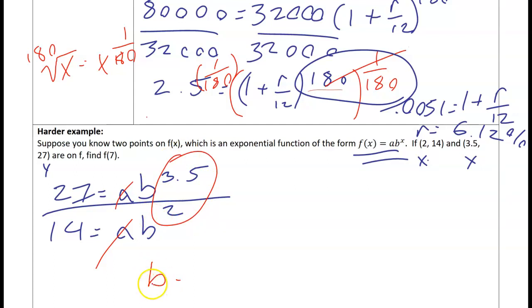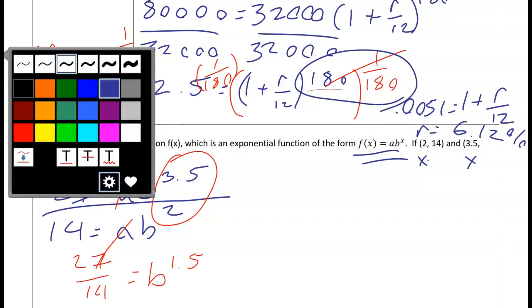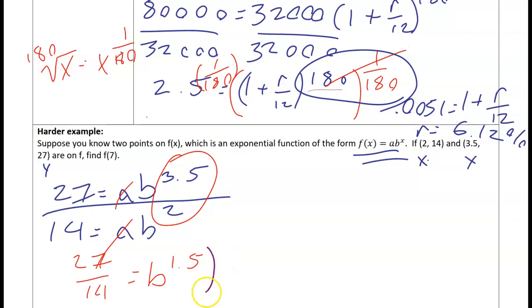So I get b to the 1.5 is equal to 27 over 14 on the left. And I can do that because both sides are equal to each other. So I'm dividing the same thing on both sides. Okay? Now I have an equation that I can solve using my fractional exponents. So to do that, I'm going to raise both sides by the opposite power, which is 1 over 1.5.